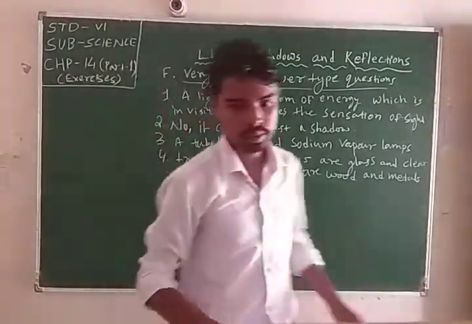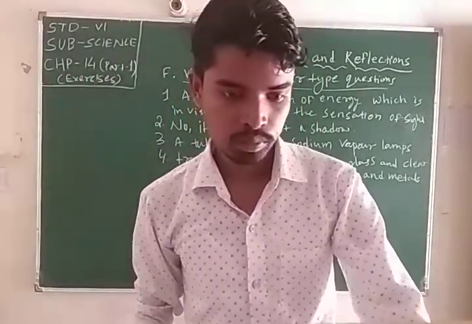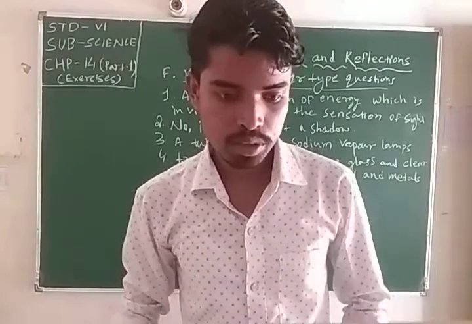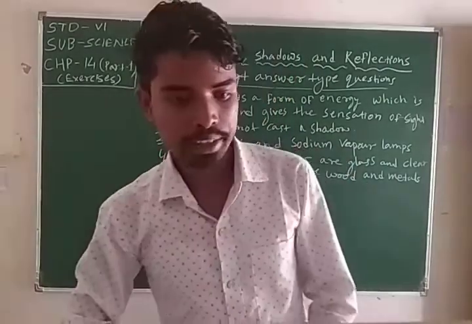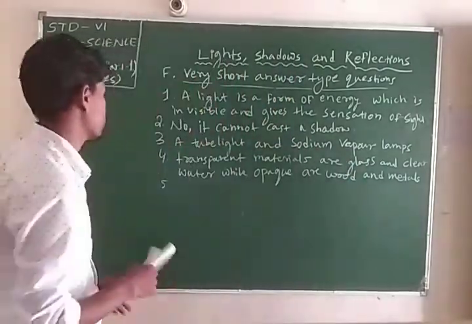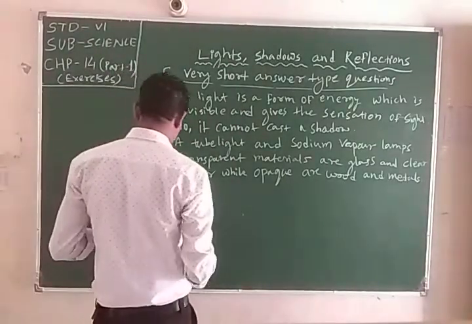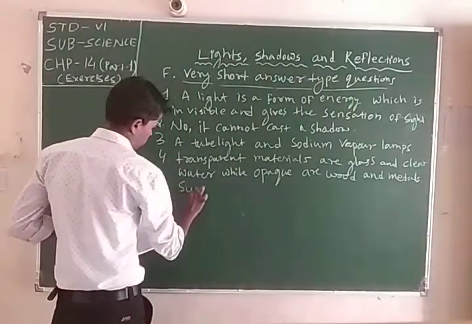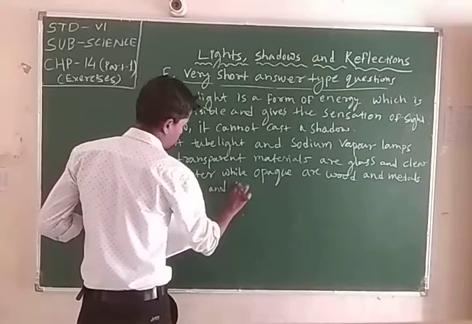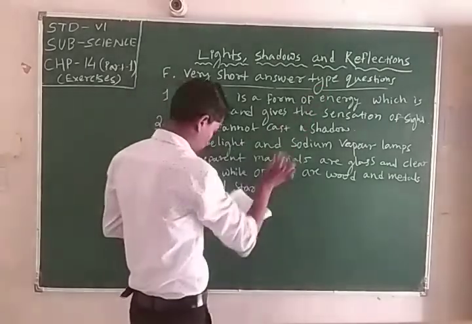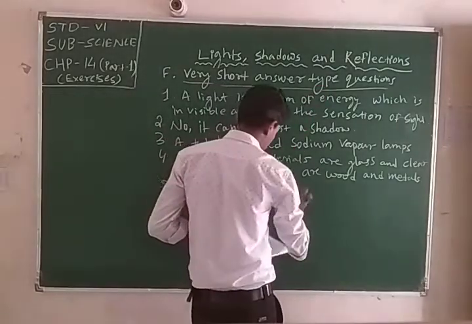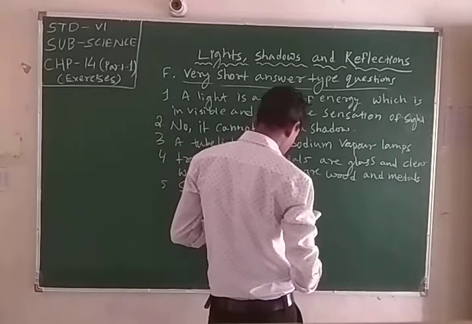Number 5, give some examples of natural sources of light. Okay, natural sources: the sun and stars are the natural sources of light.